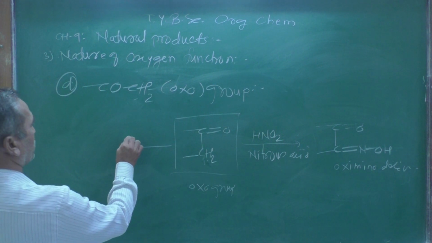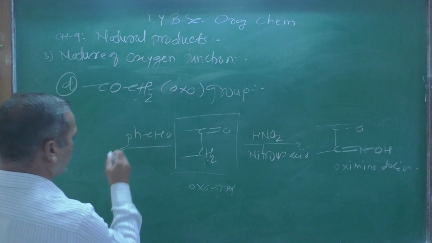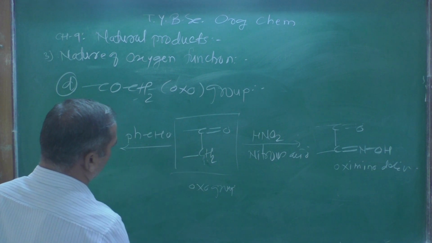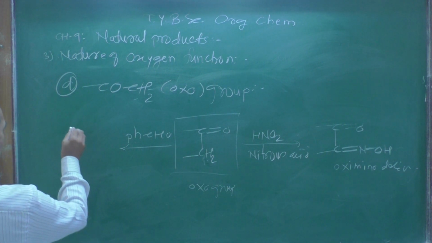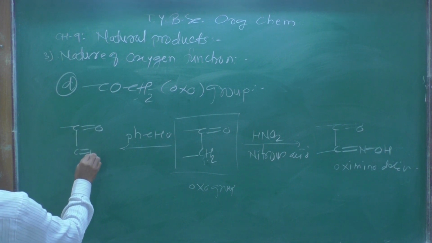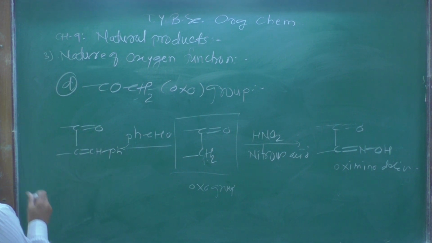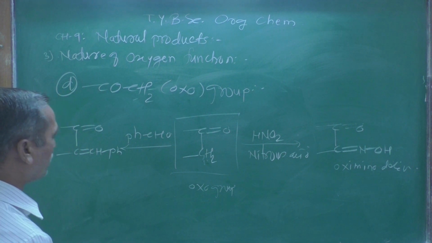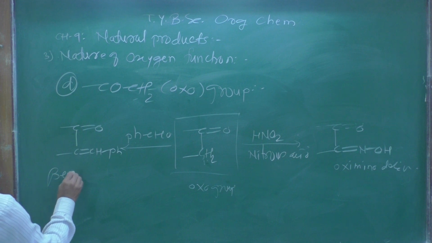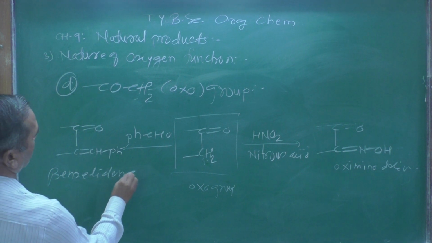When it is treated with benzaldehyde, PhCHO, the benzaldehyde reacts with the oxo group and the resulting derivative formed here is C double bond CH and Ph, right? This is called the benzylidene derivative.